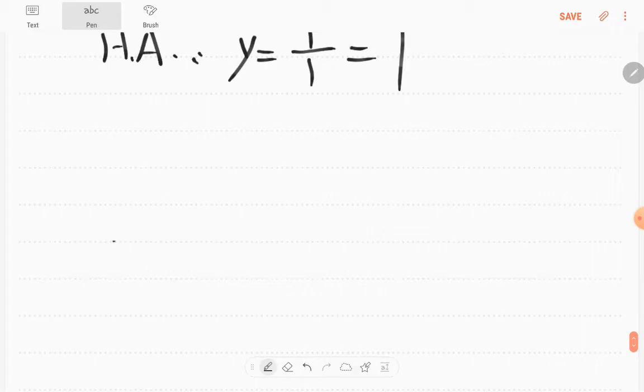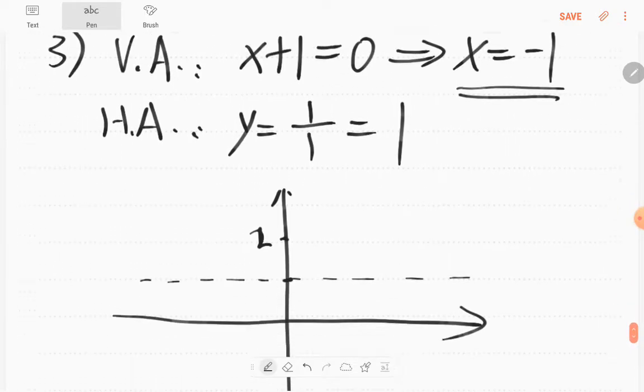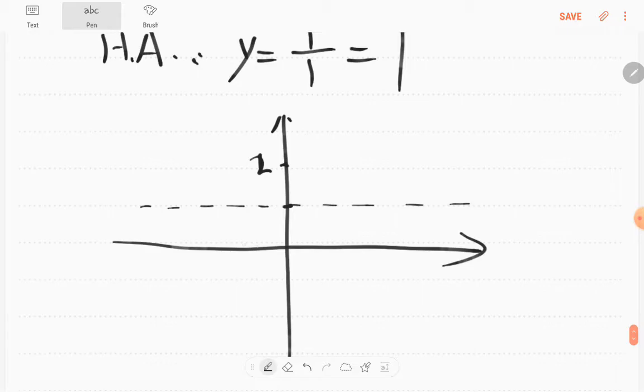From the graph, you will see that this is the horizontal asymptote. This is 1, for example, this is 2. So this is 1, right? This is 2. And this is negative 1 here. Negative 1, negative 2. So negative 1 is here.